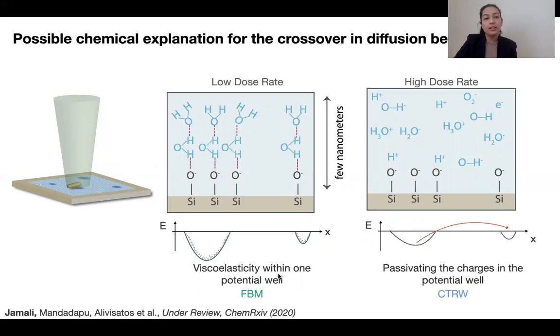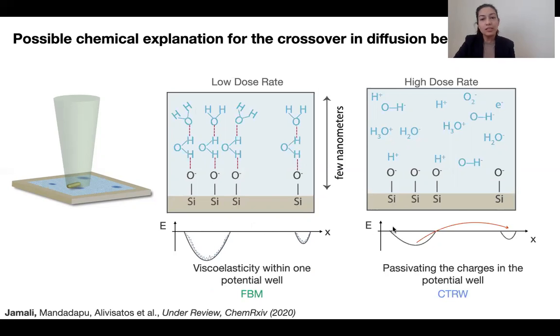What we think is happening, the hypothesis, is that we have this silicon nitride surface, which is decorated with silanol molecular species, and these form potential wells that have unequal binding affinities. At low dose rates, the particle gets trapped in these potential wells, but the thermal energy is not large enough to take it out. So it experiences the local material properties of the environment inside one single potential well, or maybe a few neighboring potential wells. Within a few nanometers of the surface, we have hydrogen-bonded water molecule layers, which give rise to the viscoelasticity it would experience within this potential well. That would explain our FBM behavior.